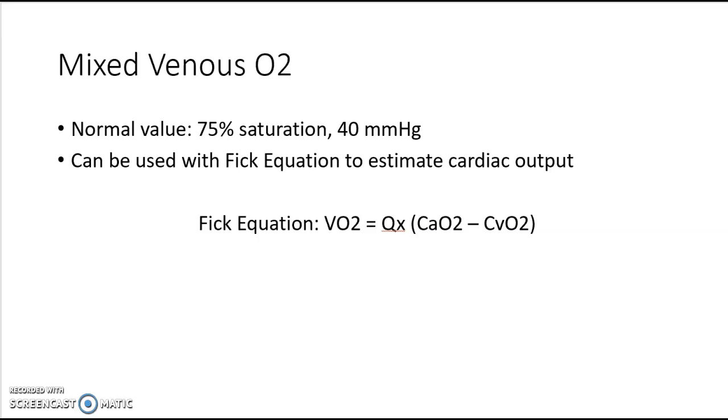You can use a PA catheter to draw mixed venous O2. A normal value should be around 75%. If the number is lower, that means that the body is pulling more oxygen out than it should. This could mean that the body is very thirsty for oxygen, or it could mean that the blood is not moving as fast as it should. So the blood remains in contact with the cells longer, allowing them to pull more oxygen out than normal.